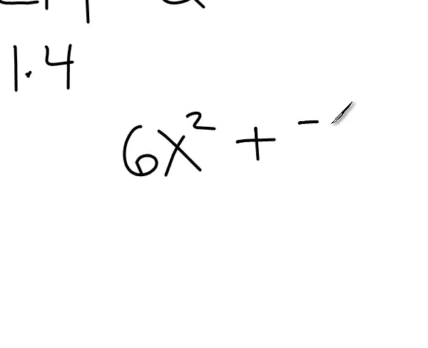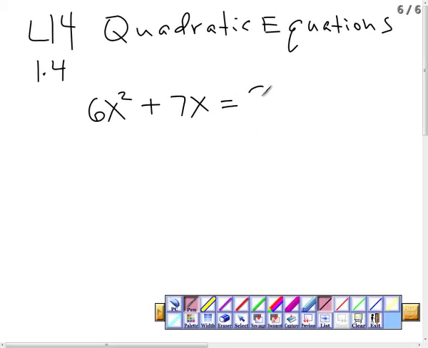And this is 1.4. So we have this problem: 6x squared plus 7x equals 3. Well, with any quadratic equation, the first thing we have to do is set the equation equal to 0. Well, how are we going to set this equation equal to 0? Is it equal to 0? It's not, right? We got this 3 here. So we got to get this equal to 0.